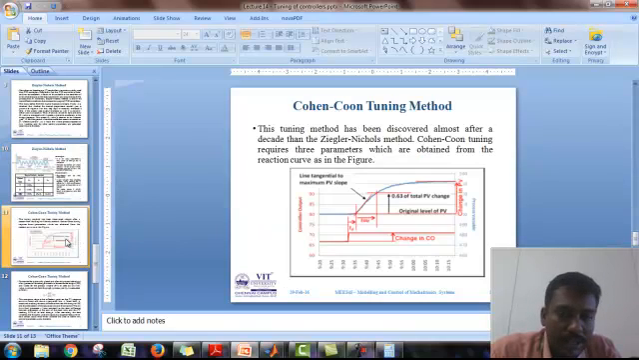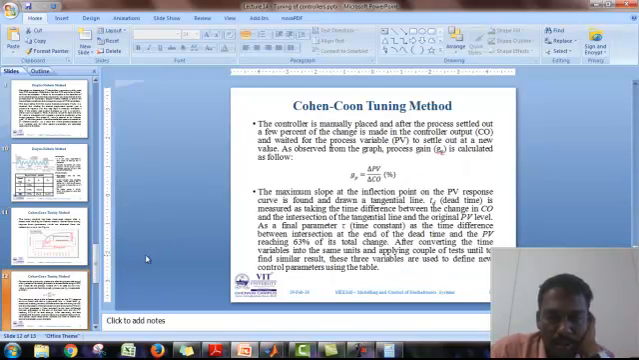Now I'm coming to the next method, the Cohen and Coon tuning method. This method was also discovered after the Ziegler-Nichols method. It depends upon 3 parameters. The first one is tau d, that means dead time, and the other is tau, the time constant.